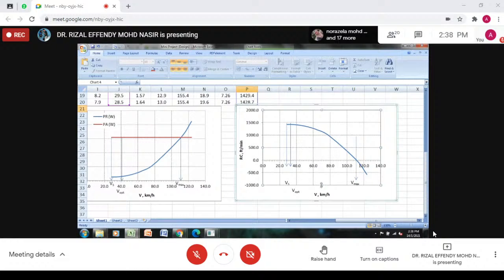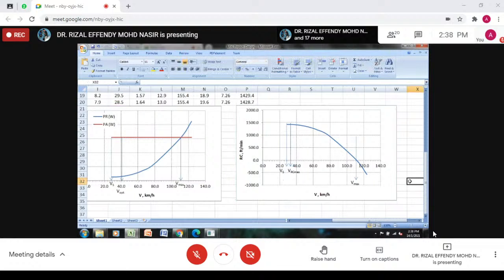Can be quite comfortable macam ni. Besar sikit. So ni stall, VRC Max, V Max. Okay. See? Dah dapat rate of climb.